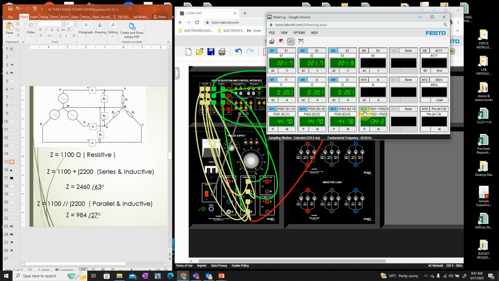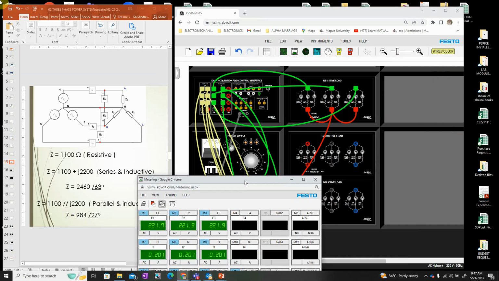So what does it mean? It means it will appear here the summation of power. If you add all of this together, this is now the summation. If you go to Q, it is 0, there is no inductor or capacitor. Now S is 134. So that is the total power here.